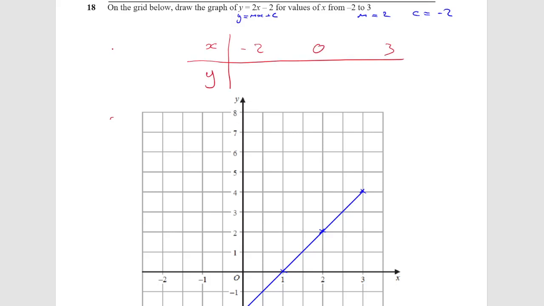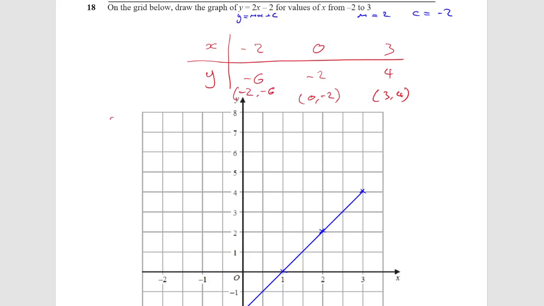So when x is 0, 2 times 0 is 0, so it would be minus 2, which would give us the coordinate 0, minus 2. We can say when x is 3, that would become 6 minus 2 would be 4, so that would give us the coordinate 3, 4. And then when x is minus 2, that would become minus 4 minus 2 would be minus 6, which will give us the coordinate minus 2, minus 6.